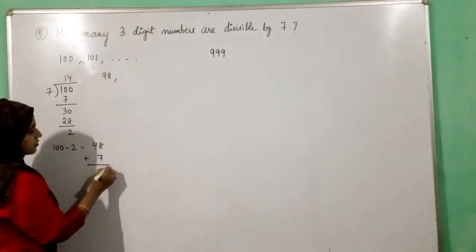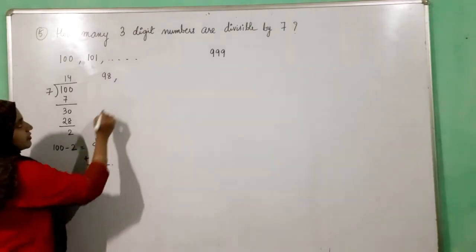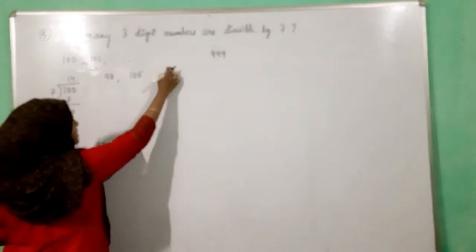8 plus 7 is 15. So 105 is the first number in this list which is divisible by 7. You can check again if you are not sure. 7 ones are 7, 3. So 7 into 5 is 35. Yes, 105 is the first number which is divisible by 7.